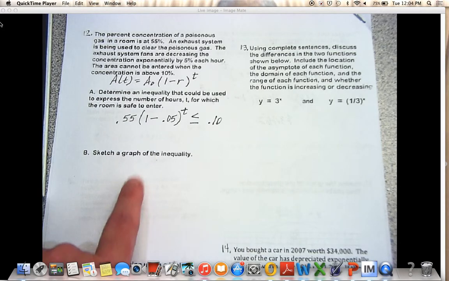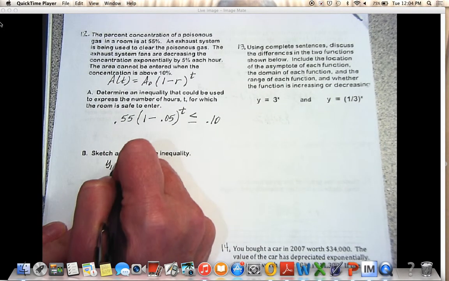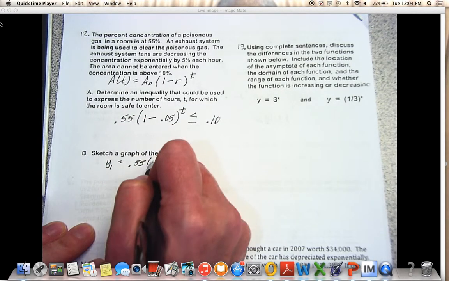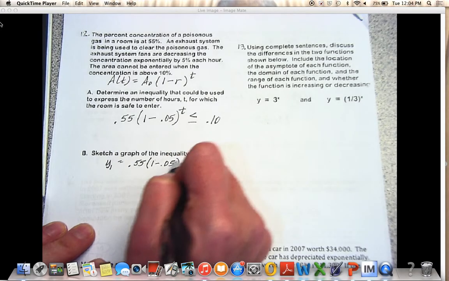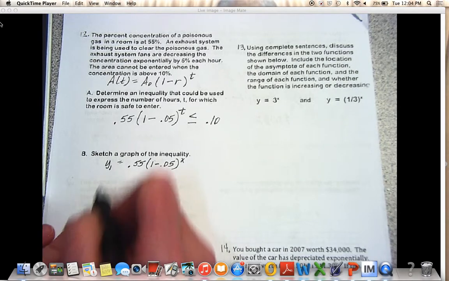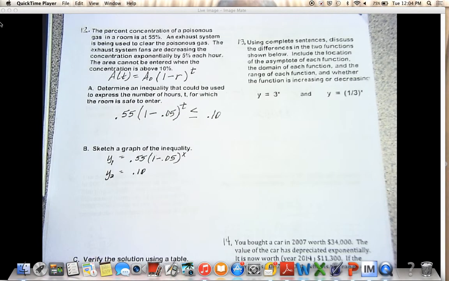We're going to go down here and sketch the graph of the inequality. In y sub 1, I want you to put the left side of this. You're going to go 0.55 and then parentheses 1 minus 0.05, of course raised to the x. You can't put a t in there. And then y sub 2, you're going to put in 0.10 or 0.1.